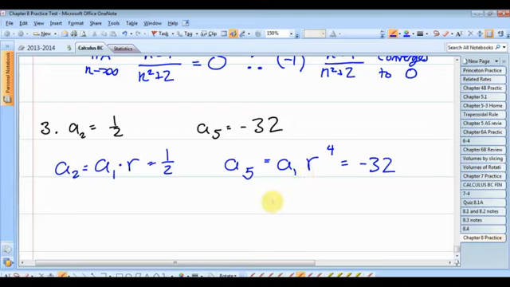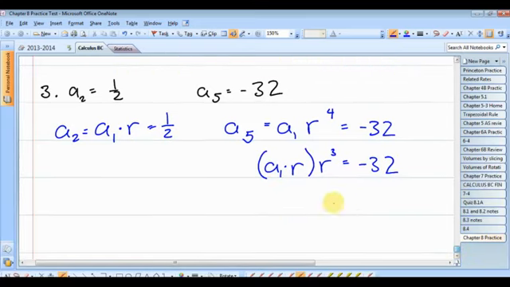Can't I regroup this as A1 times r times r cubed? Yes. A1 times r is 1/2. So 1/2 times r cubed equals negative 32. R cubed equals negative 64. Therefore, r, I believe, is negative 4.